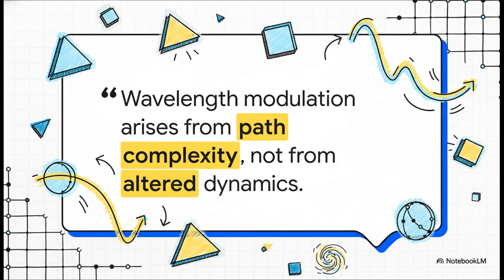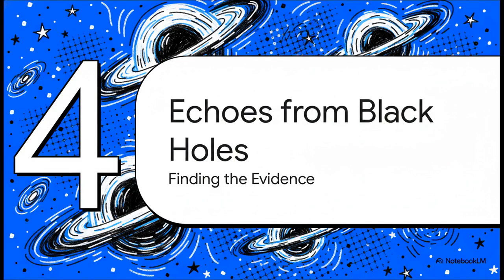It's a purely geometric effect. The very shape of space-time itself is creating the properties that we observe. Okay, this is a mind-bending idea for sure. But is it just a beautiful piece of math? Or can we actually find evidence for it out there in the real universe?